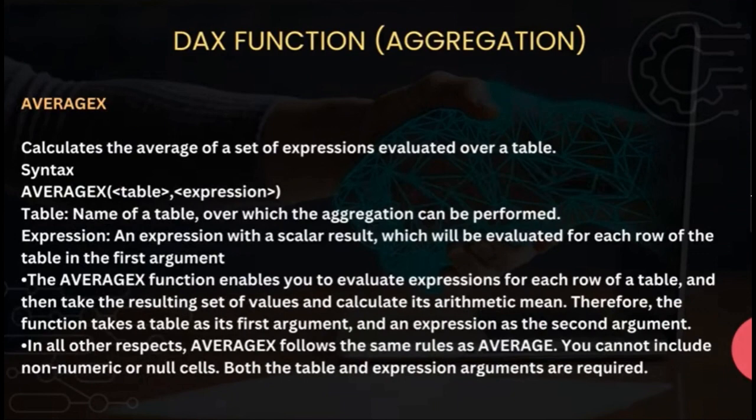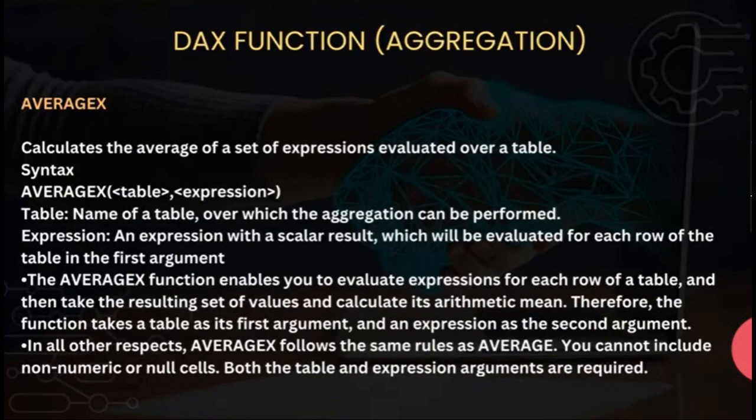What does AVERAGEX do? It calculates the average of a set of expressions evaluated over a table. Whenever there is an X function, it basically uses filtering on some particular condition in some particular table or column. The syntax for this is AVERAGEX(table, expression). Table is the name of a table over which the aggregation can be performed, and expression is an expression with a scalar result, which will be evaluated for each row of the table in the first argument.